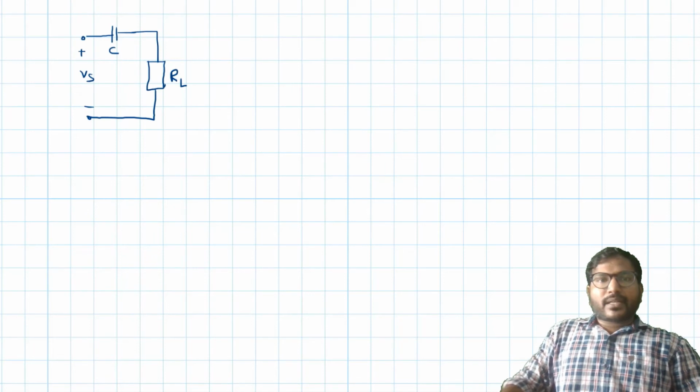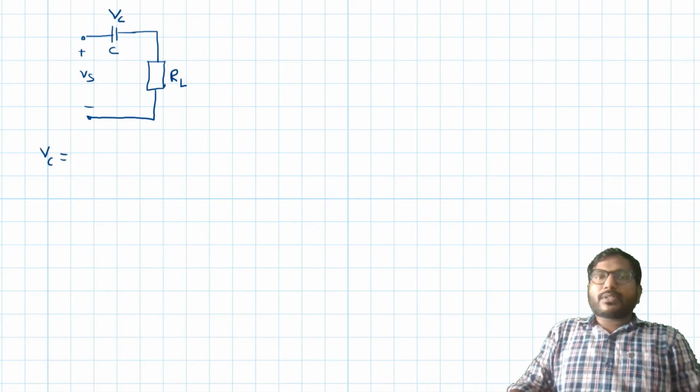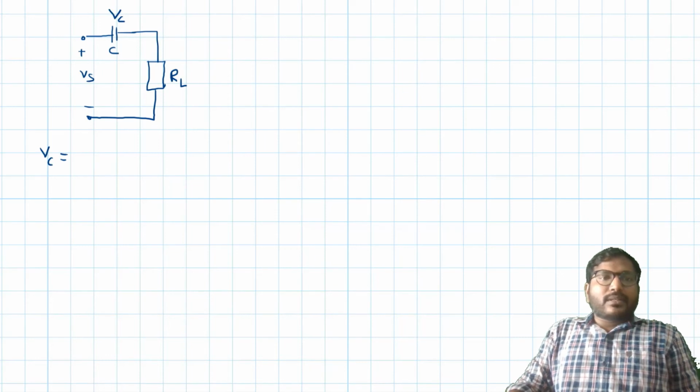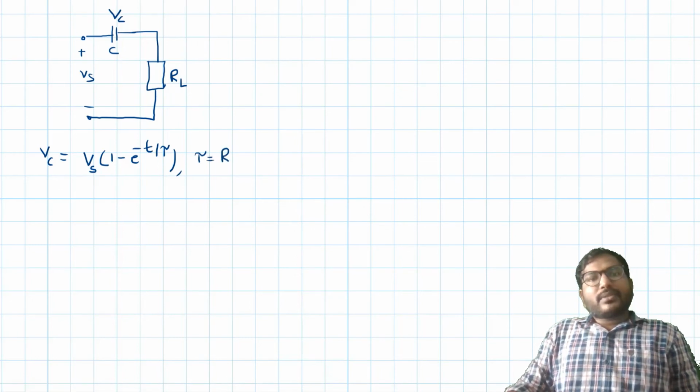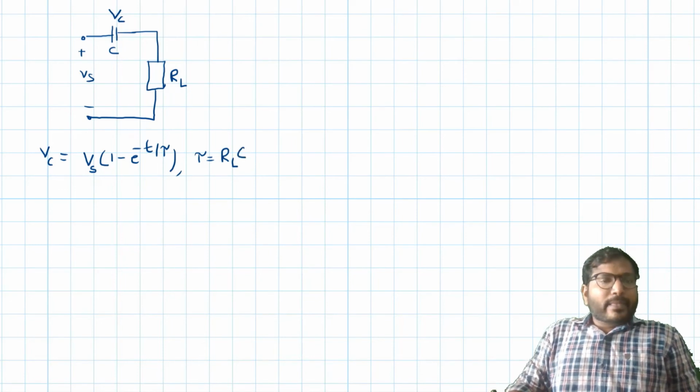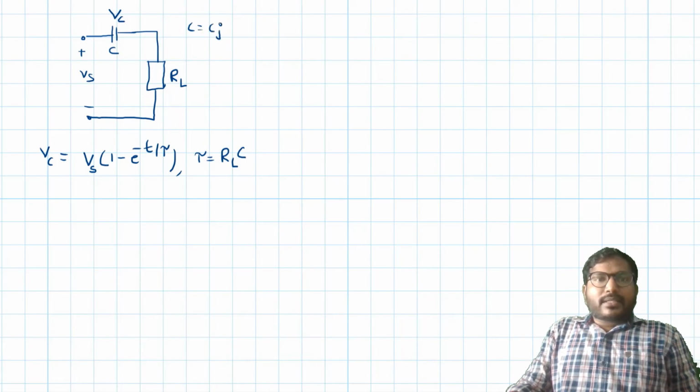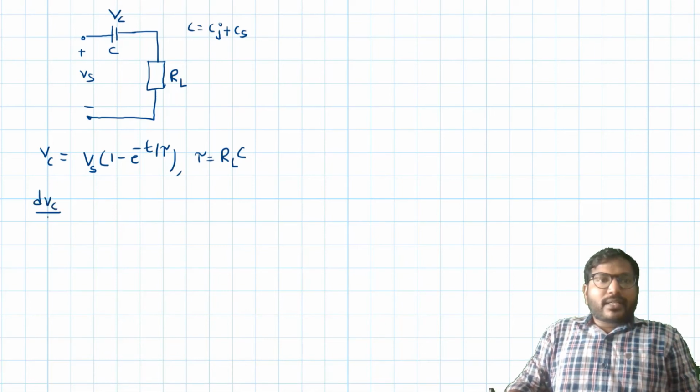Coming to here, the voltage across the capacitor Vc, we know the response voltage across the capacitor in an RC circuit. That is supply voltage Vs into (1 minus e power minus t by tau), where tau is the time constant, that is RL into total capacitance C. We know that C is equal to Cj plus Cs. So now differentiate this, dVc by dt.